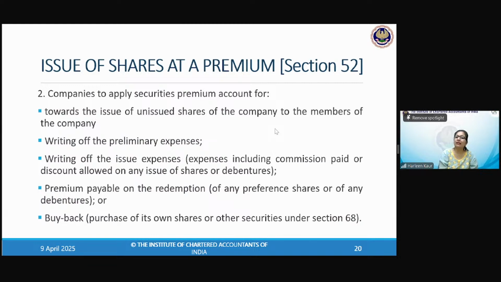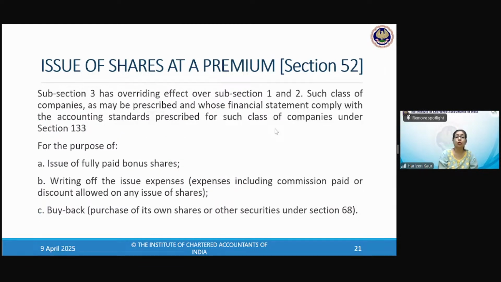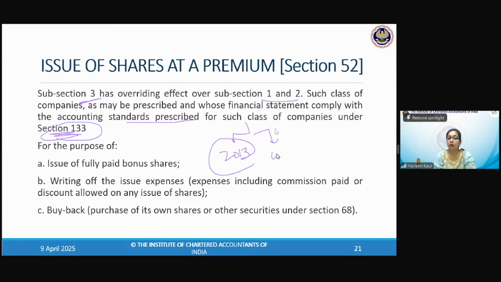Now children, tell me, can we issue shares at a discount? Okay, one important point is still left in securities premium. Sorry, subsection 3. Subsection 3 says it has an overriding effect on subsections 1 and 2. It says the companies whose financial statements are prepared as per the accounting standards under section 133. Now children, there is a difference between when the Companies Act 2013 came and the old act. When we were following the old act, the securities premium amount was used for all those 5 purposes that we have discussed.